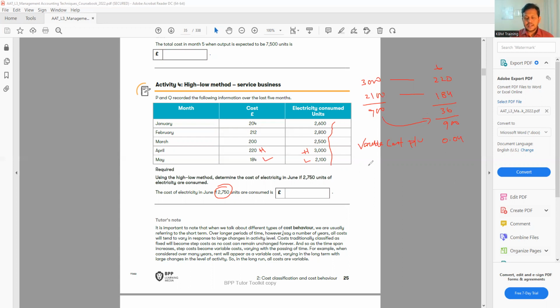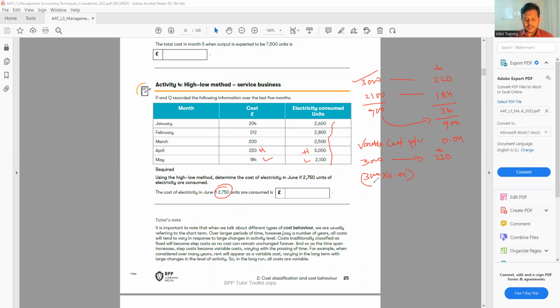All right. Now we need to look for how much is the fixed cost. We can take anyone, take 3,000. So 3,000, the total cost to us is 220. Just take away all the variable cost. So 3,000 times 0.04. If I take out all the variable costs, the remaining will be the fixed cost.